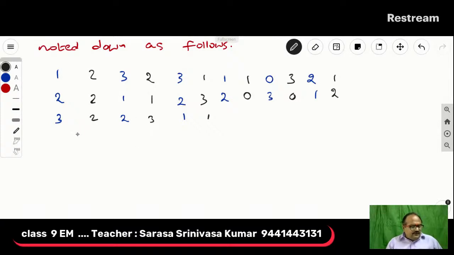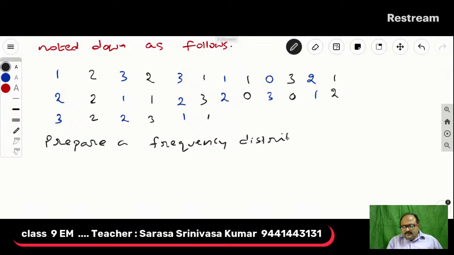Prepare a frequency distribution table for the data given above.